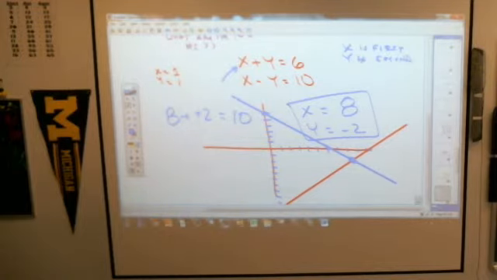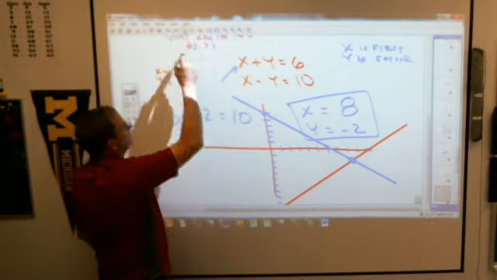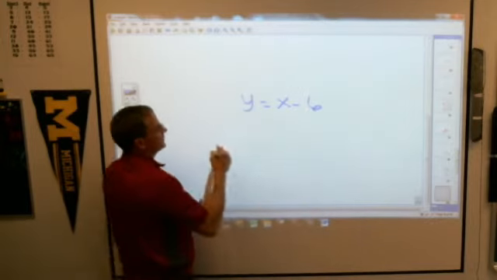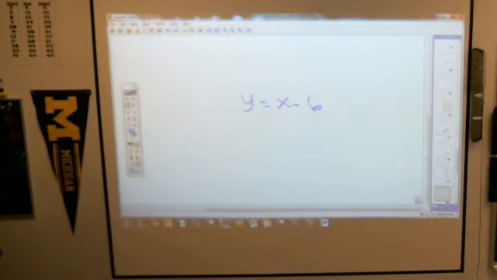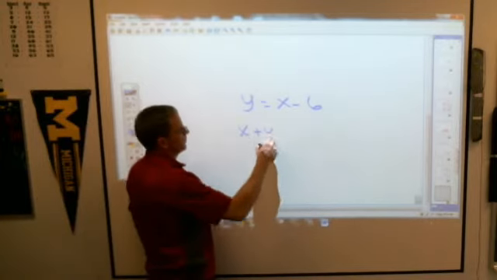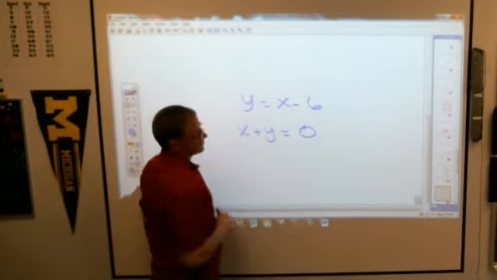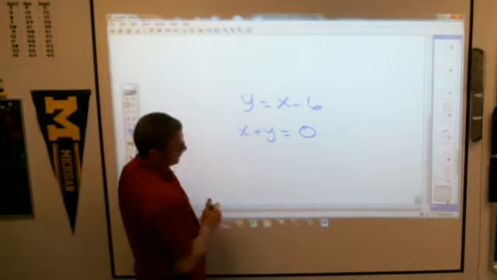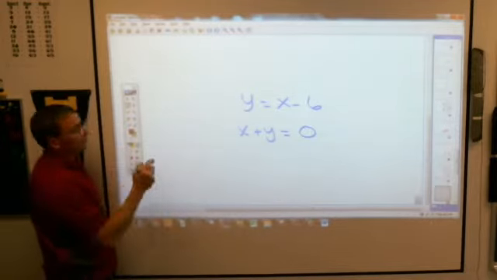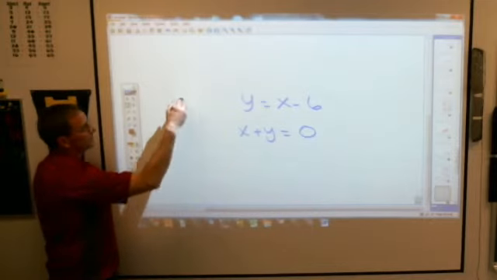Alright, how about this one? Y equals x minus 6 and x plus y equals 0. This is a good one because this one's going to confuse you. It's always better to be confused than not. Oh look, I've got so much time too.